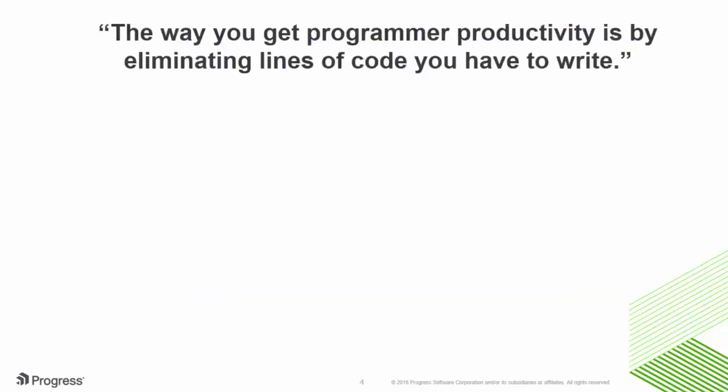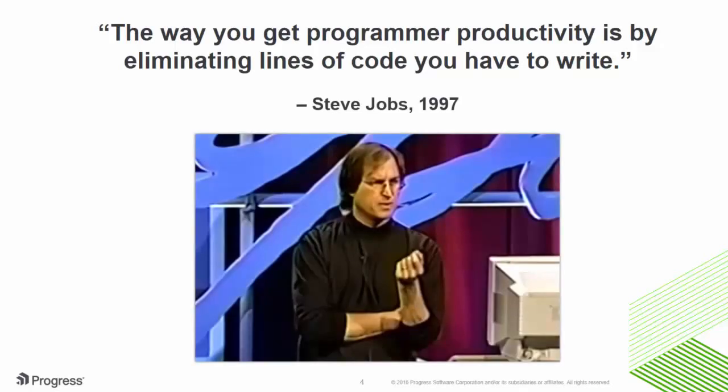Now, before I get into that demo, there's a great quote here. The way you get programmer productivity is by eliminating lines of code you have to write. Now, interestingly enough, this is from Steve Jobs back in 1997 at Apple's Worldwide Developer Conference. Not to digress, but it's a fantastic watch that you can find on YouTube. But what Steve is getting at here is that writing less code saves us time and reduces bugs, right? It improves efficiency. This is really what we're going after here with the Telerik platform. We want to enable developers of all skill levels to quickly scaffold up those most basic parts of your app and get you into coding as soon as possible.